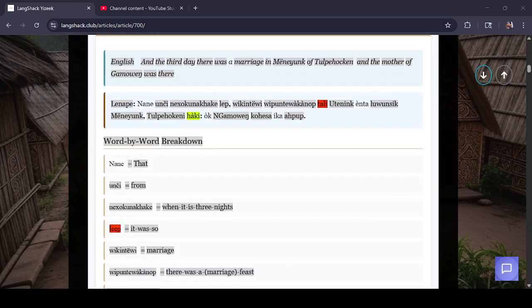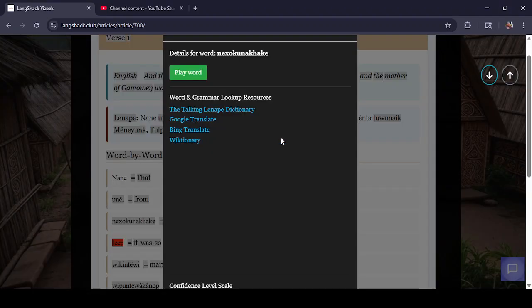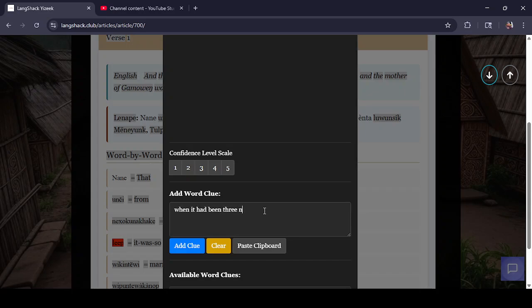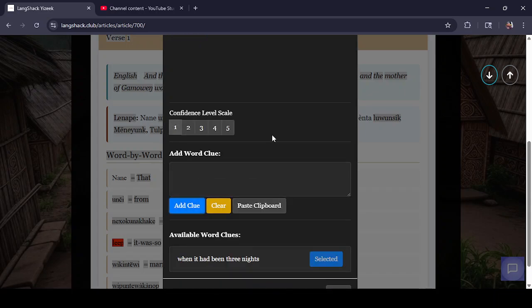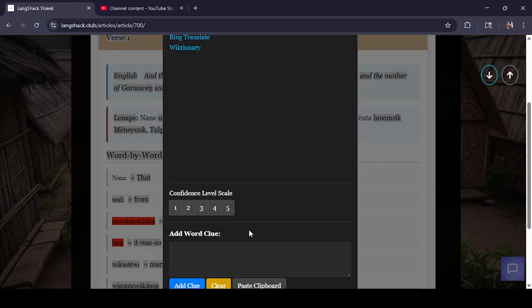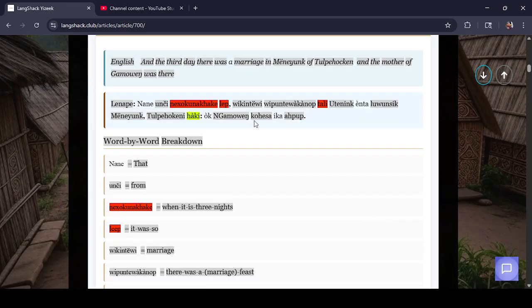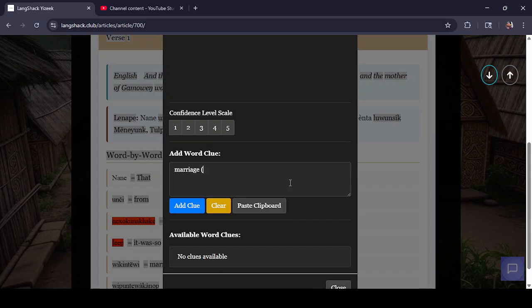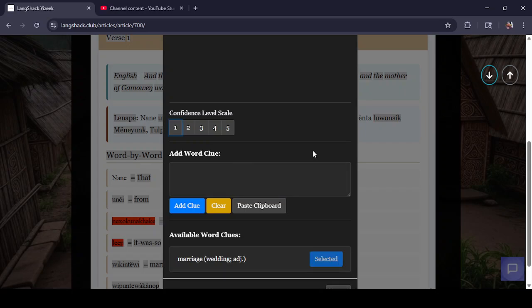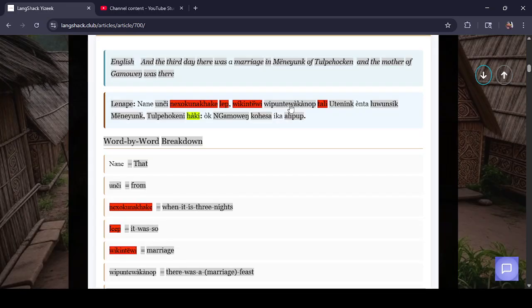So if we read this text again, Nane Unchi, when it had been three nights. Lenape, it was so. It was that way. It was like that. That's a better translation. Lenapehoking. Marriage, as an adjective. Marriage, wedding plans. There was a wedding feast.